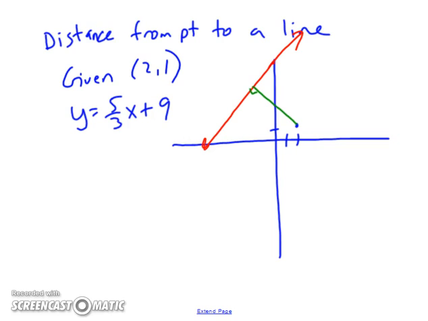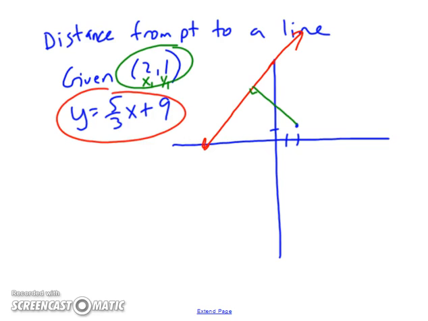The easiest way to do that is to use our new formula, the distance from a point to a line. We have the point here, so this is our x1 and our y1 in the formula. We need to write the equation of the line in standard form, so we're going to move the y to the other side, and then clear the fractions by multiplying everything by 3.